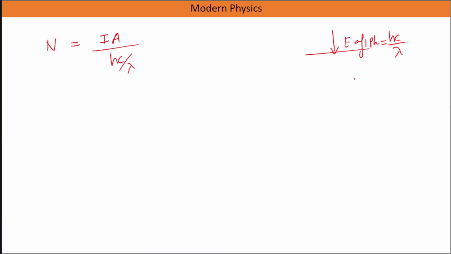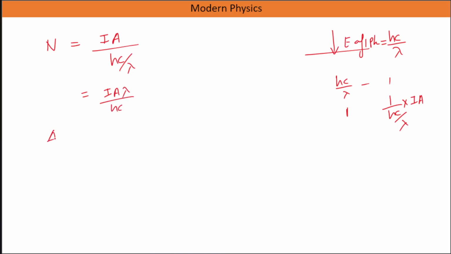Just a unitary method, that hc by lambda has one photon, then 1 joule will have how many number of photons? 1 by hc by lambda. So this much joule, that is IA, will have how many number of photons? This much. So that is what I have written here. ठीक है? So अब आप इसको solve करो. IA by hc by lambda, it is this one.